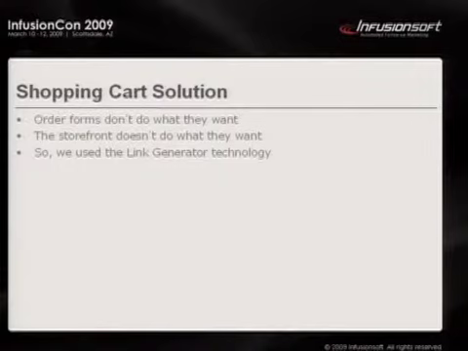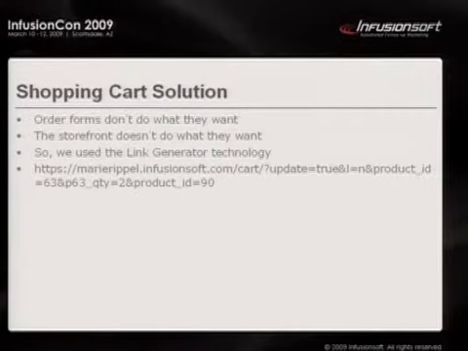So we said, look, all the link generator does is it creates this big, long, ugly URL with a bunch of information in it, right? So it tells us here product ID 63, and then product 63 quantity 2 and product ID 90. So you could figure out what all that means, but you don't really need to.